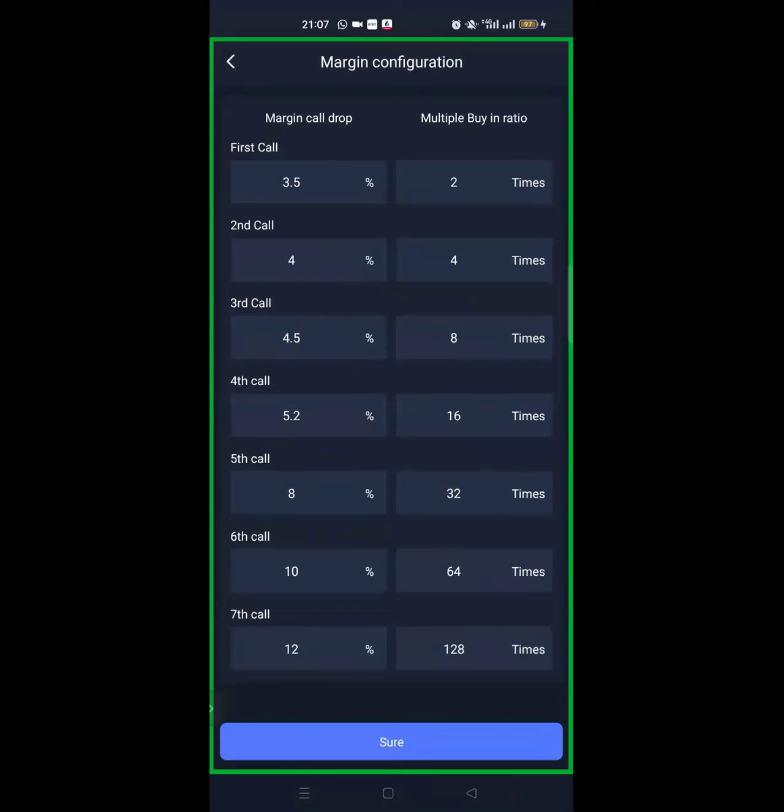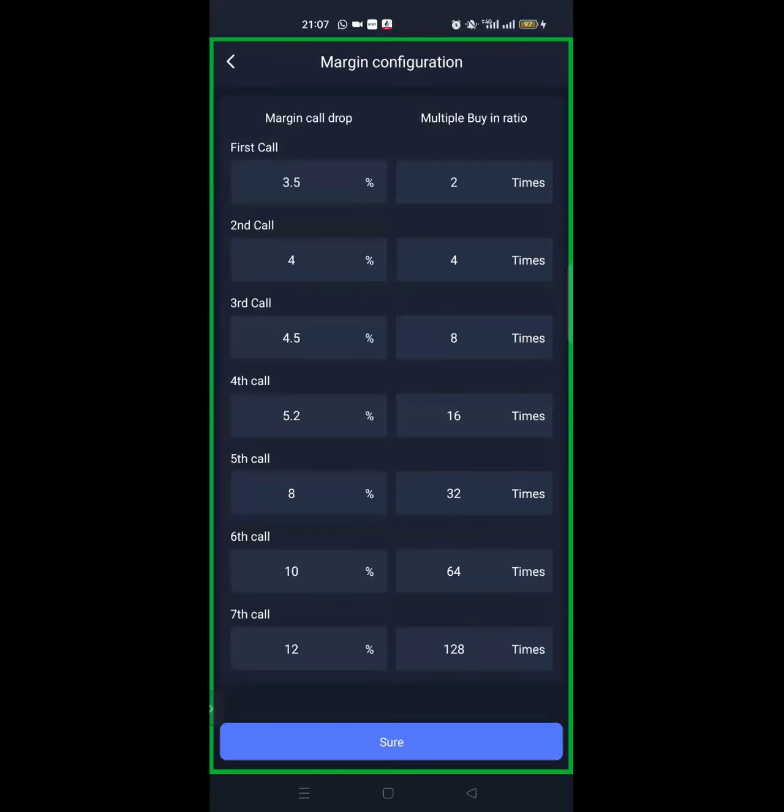if your robot wants to buy your margin, now let's assume it wants to buy my first margin call, and the coin drops by 3.5%. Your robot is not going to immediately buy at 3.5%. I want to explain the buying callback. Once that coin drops by 3.5%, your robot is not going to buy at exactly 3.5%.